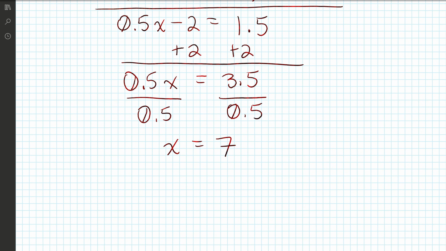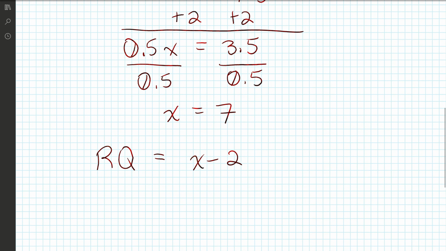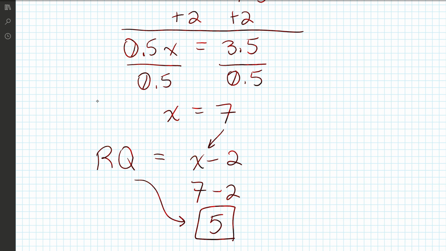All right. So the problem said to find RQ. Right? It said find RQ. So we don't stop there. And you know and I know RQ is x minus 2 because that's what they told us in the diagram. So all we do is substitute in for x. So we get 7 minus 2 and we get 5. So RQ is 5 units.